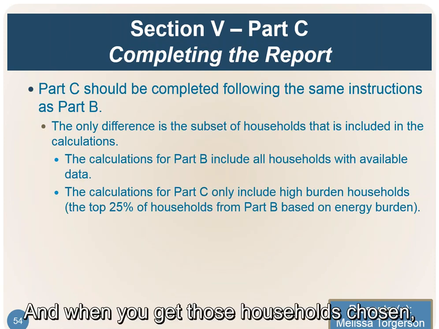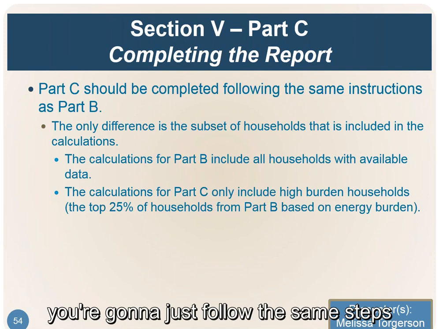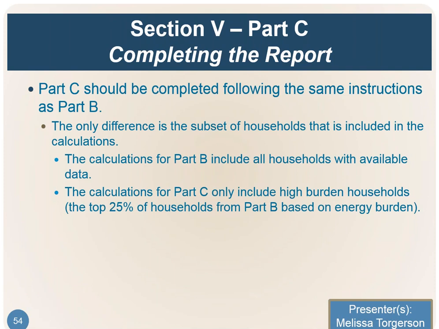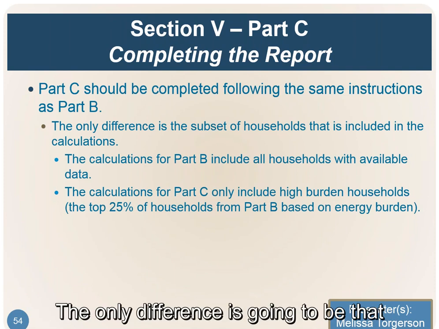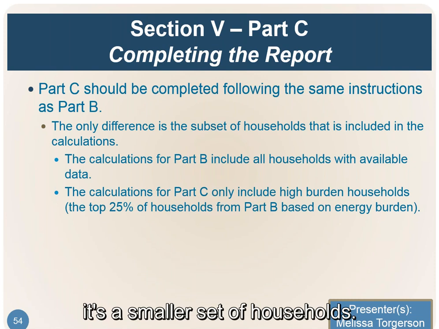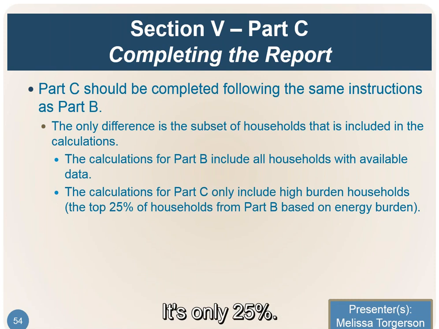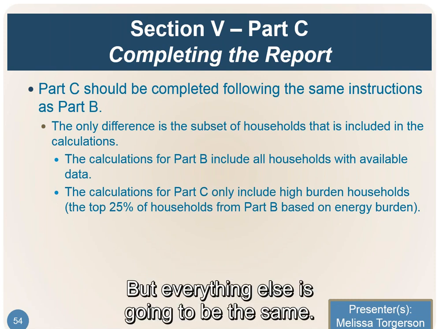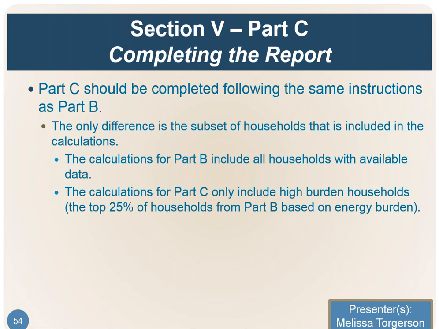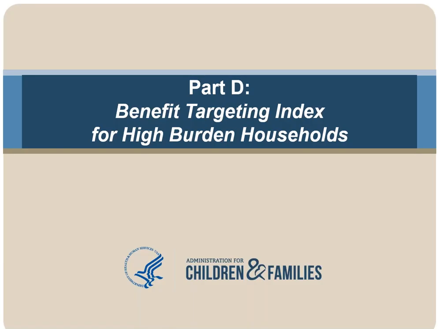And when you get those households chosen, you're just going to follow the same steps you did in Part B. The only difference is that it's a smaller set of households. It's only 25%. But everything else is going to be the same. Part D.